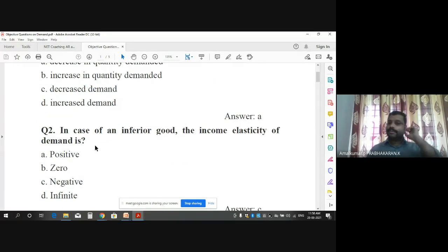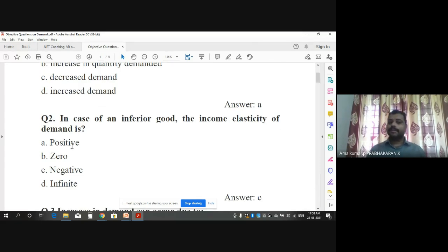Then the second one, in case of inferior goods, since inferior goods and superior goods are there. In case of an inferior good, the income elasticity of demand is positive, zero, negative, or infinite. This is another question. In case of inferior goods, the income elasticity means changes in the quantity demanded due to change in income. When the income rises, what happens to inferior goods? The demand for inferior goods reduces. That is a negative situation, leading to a negative elasticity. Negative income elasticity in case of inferior goods.